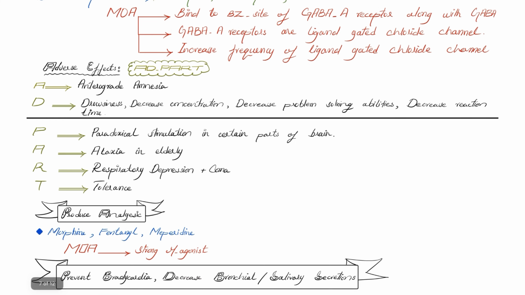Now, what are the adverse effects of the benzodiazepine? The mnemonic is ADAPT. A stands for anterograde amnesia. D stands for drowsiness, decreased concentration, decreased problem solving abilities, decreased reaction time. That's why when benzodiazepine is given to any patient, he is asked not to drive, right? P stands for paradoxical stimulation in certain parts of the brain, which leads to agitation, anxiety, restlessness. A stands for ataxia. Ataxia in the elderly means the coordination between muscles is lost and there's a high risk of fall in elderly patients. R stands for respiratory depression and coma. T stands for tolerance, which means that with multiple uses of these drugs the effect decreases, so you need to use a higher dose to achieve the desired effect.